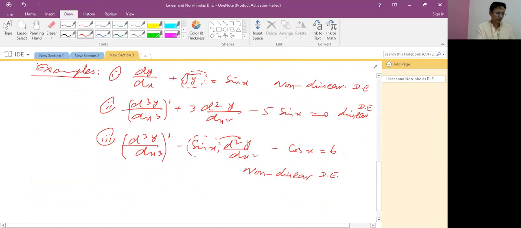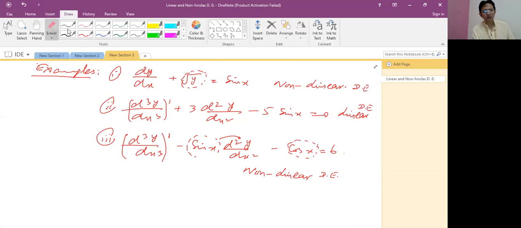So there are some examples about linear and non-linear. You can identify easily according to the rule. Both are transcendental functions, right? So if it is multiplying here, we will not consider this one.